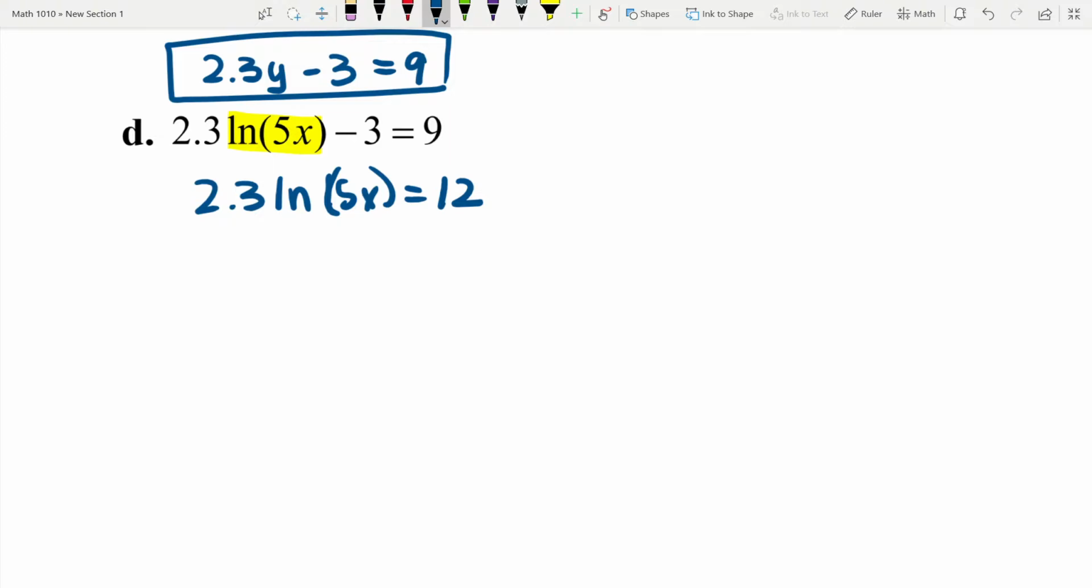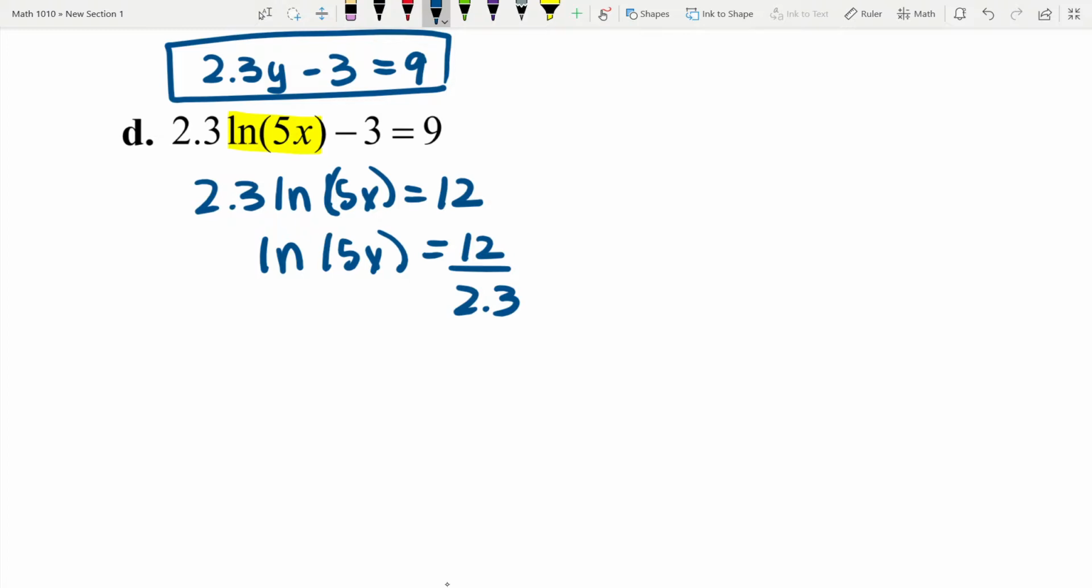Are we stuck? Yes or no? No. So everybody go ln 5x equals 12 divided by 2.3, okay? Now grab your calculator and punch in 12 divided by 2.3. You get a terrible number. So we're not going to write that down as a terrible number. Please don't put like 5.2, because then you're going to use 5.2 and it's just going to get all messed up. So just leave it alone.